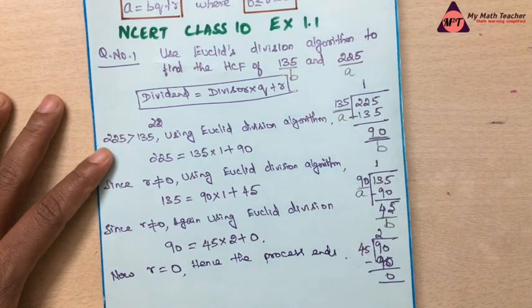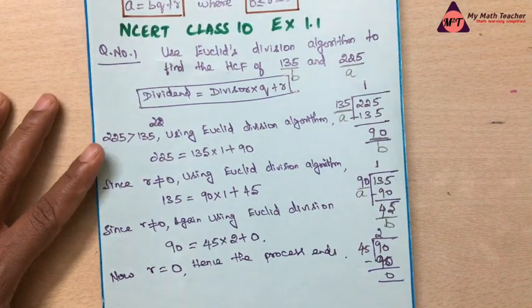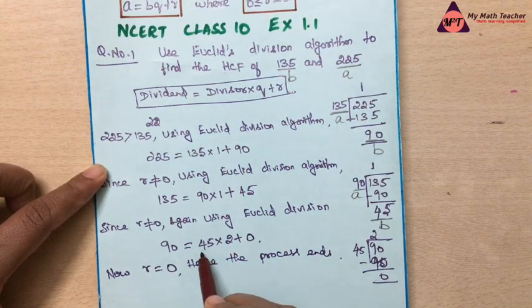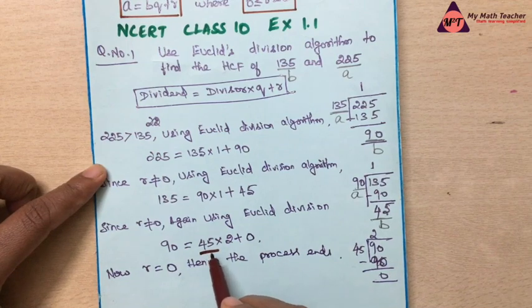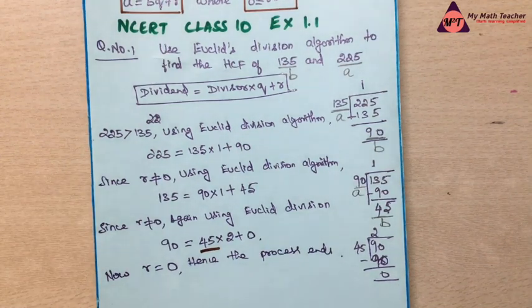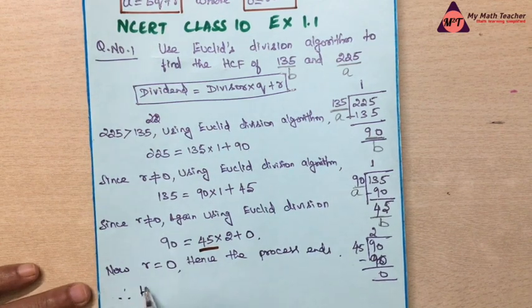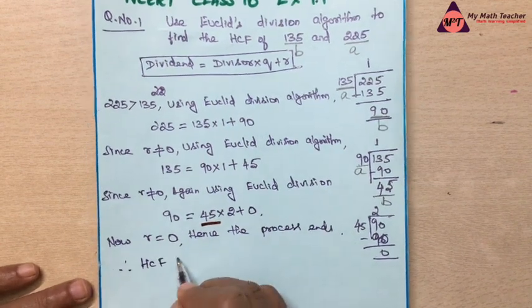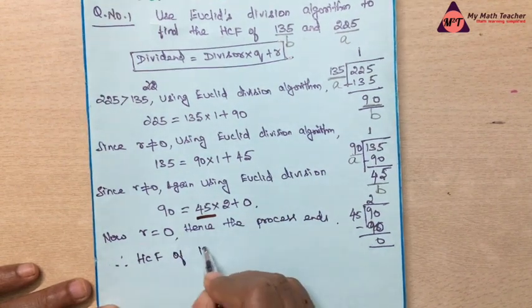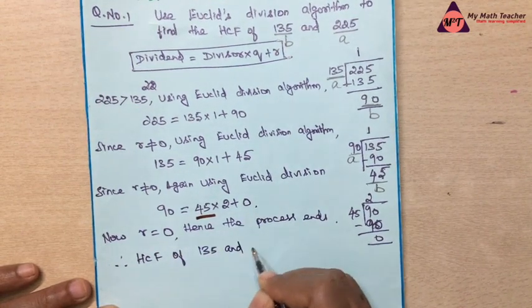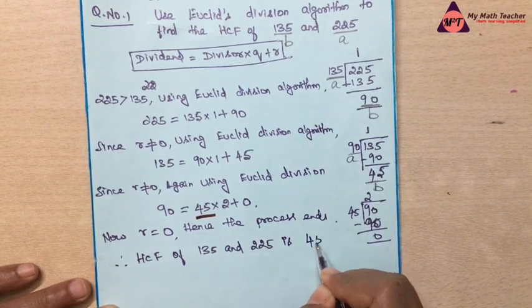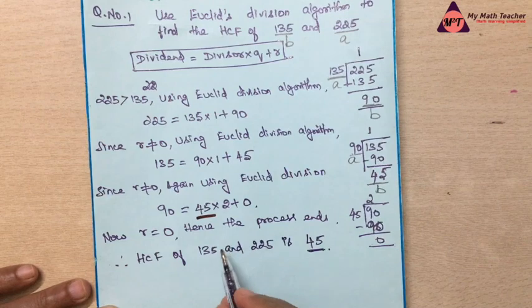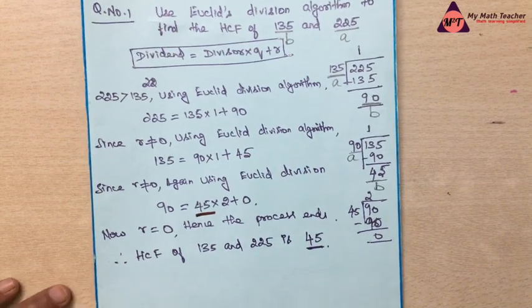Okay. Now what is the HCF? Finally, the divisor in the last step where the remainder becomes 0, the divisor in the last step is always the HCF. Now therefore HCF of these two numbers, 135 and 225, is 45. This is the answer. Okay. Shall we move on to the second subdivision now?